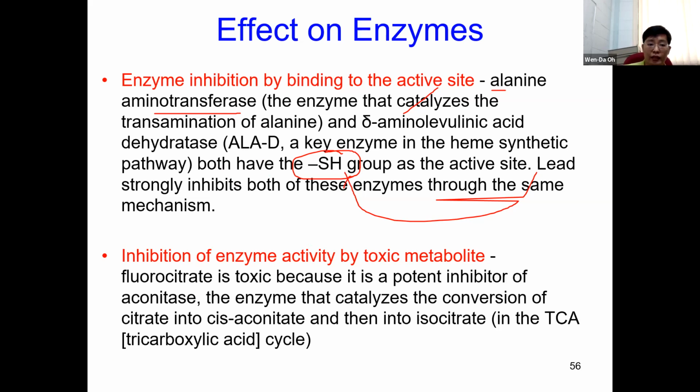The other one is inhibition of enzyme activity by toxic metabolite. When you have fluorocitrate, this is also one example that I gave related to the resistance of the kangaroo. Kangaroos in certain parts of Australia have resistance to fluorocitrate, but most of the time, if you don't have the resistance to fluorocitrate, you will die a violent death, because fluorocitrate can inhibit our Krebs cycle, so it can cause effects to your metabolism.